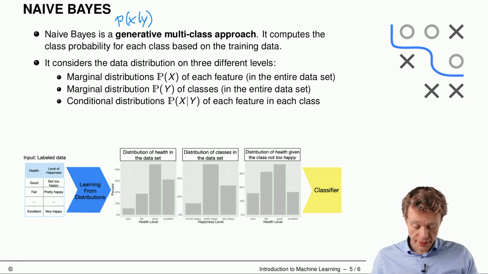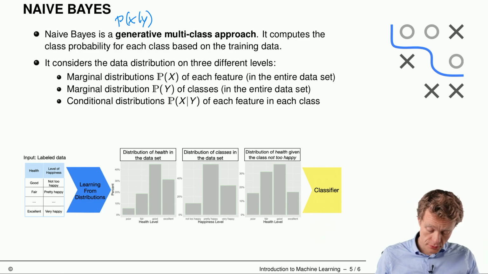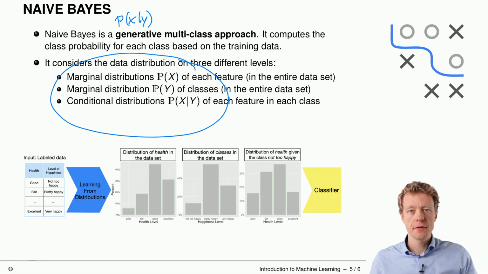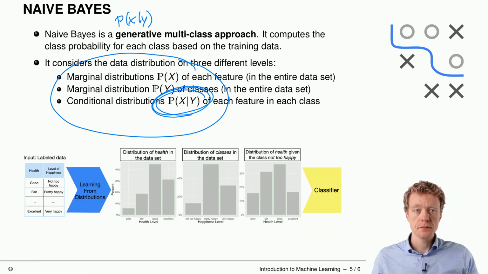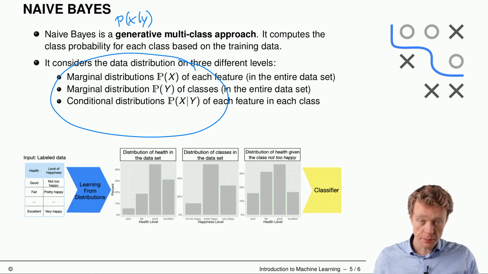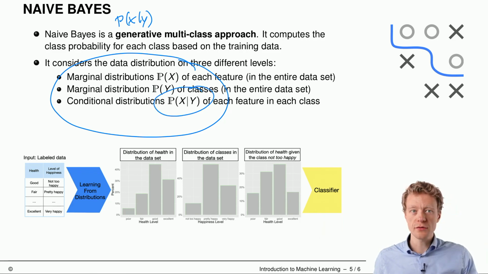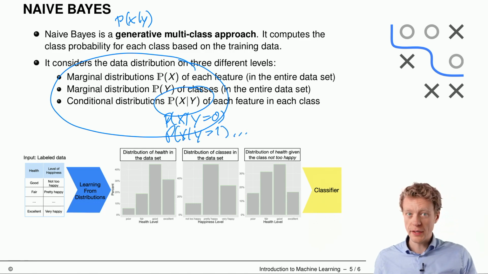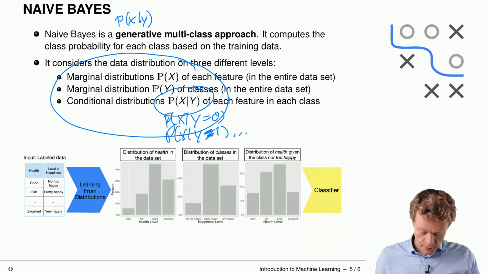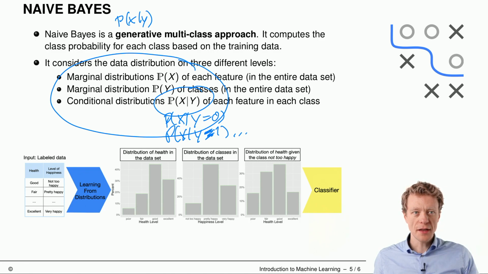Okay, what does naive Bayes do? We have to estimate 3 types of distributions. That is the marginal distribution of x, the marginal distribution of y, and the conditional distributions of x given y for each class. So basically pi of x given y is not just one distribution, but we need it for pi of x given y equals 0, for y equals 1, and so on, depending on how many classes we have. Okay, let's perhaps have a look at the visualization here.